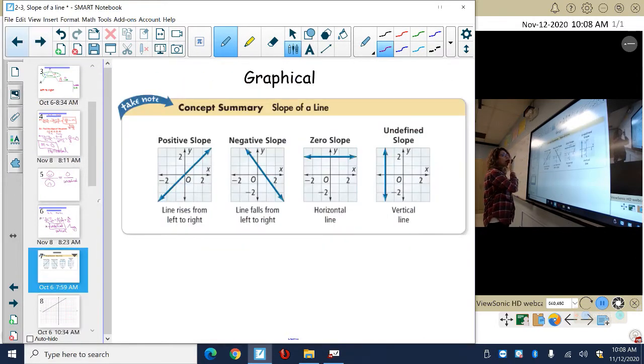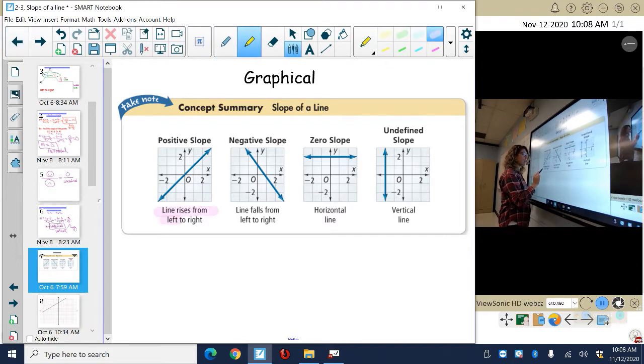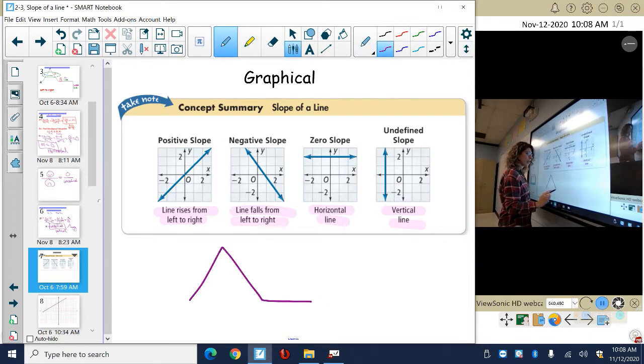Okay, now this right here, if you look at this, this has a positive slope going up. Line rises from the left to the right. Line falls from the left to the right. Horizontal line and vertical line. You know what this is? I connected all of those images to give you one image for you to remember. Okay? Positive, negative, 0, undefined. That's what your brain needs to understand. That is this picture all in one.